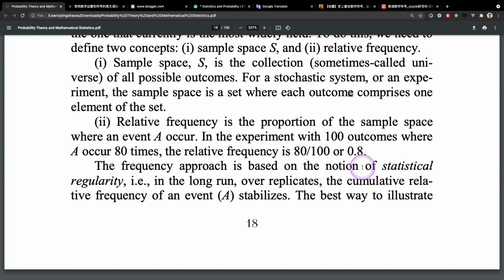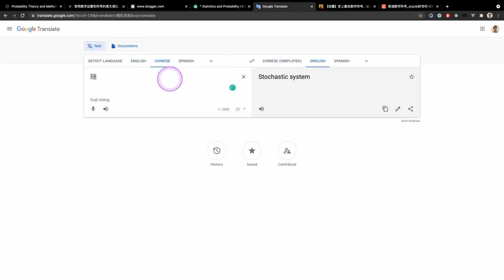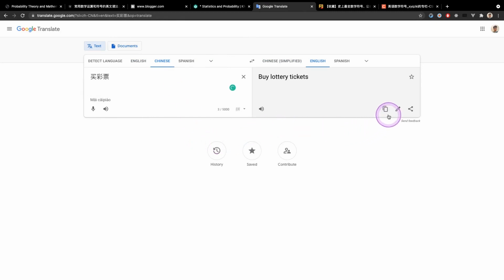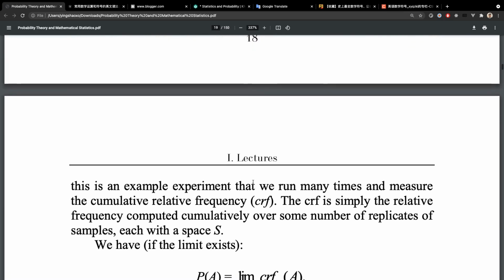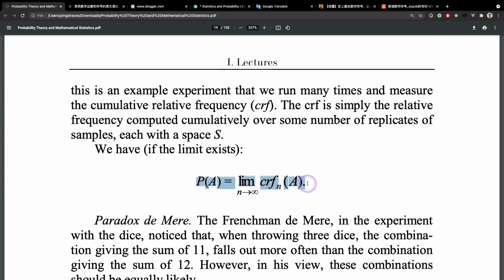Oh, okay, so this is also quite easy to understand. For example, if I buy lottery tickets, say 100 tickets, and it turns out that I win money 80 times, then I would say the probability for me to win money is 0.8. The concept is quite easy to understand, but I don't know why he used such a complex formula to describe that in a mathematical way.